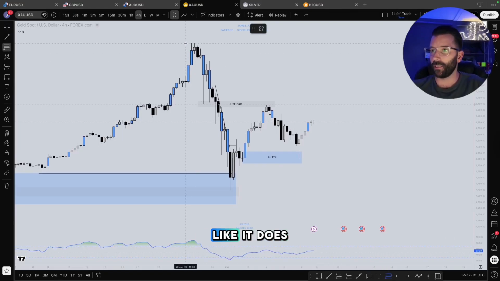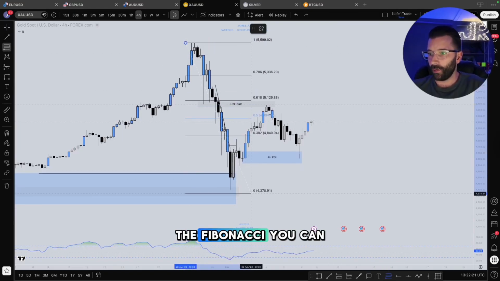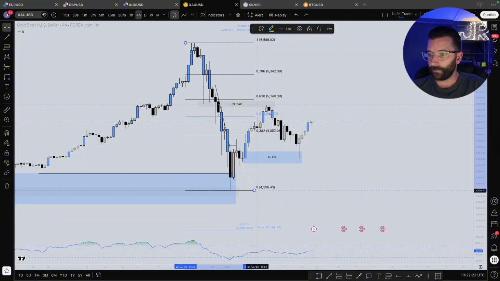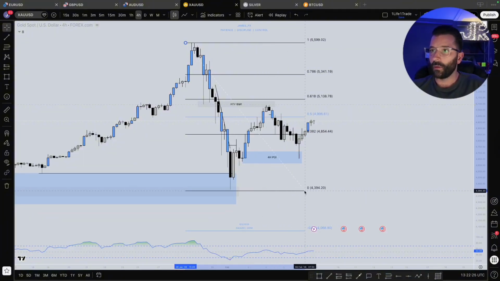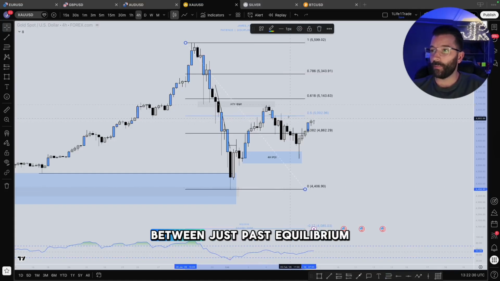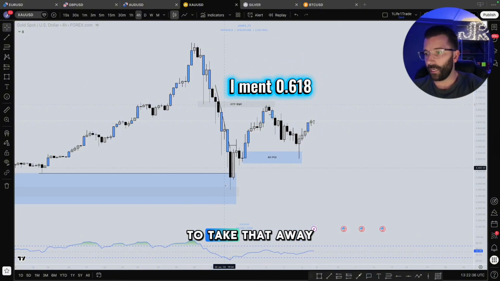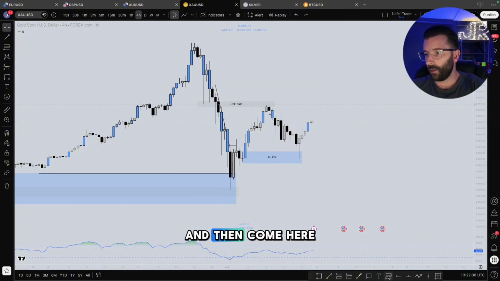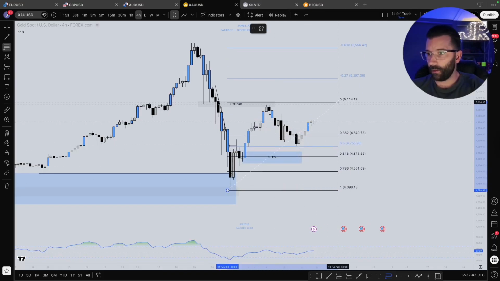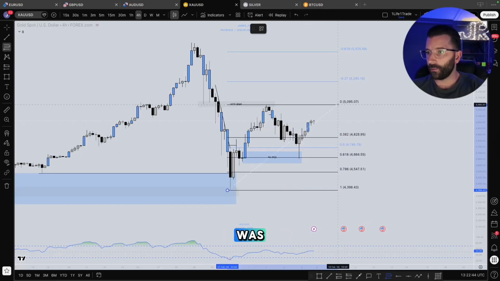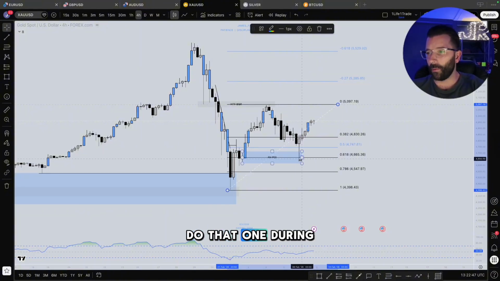You can even say, I guarantee, in fact, it looks like it does. If you go on the Fibonacci, you can go here. Yeah, it's not far off. Gold loves being between just past equilibrium at 50% and near the 618. So if you take that away and then come here, yeah, I thought it was. I'm sure I did that one during the week. Look, it comes back down there to the 618 again.